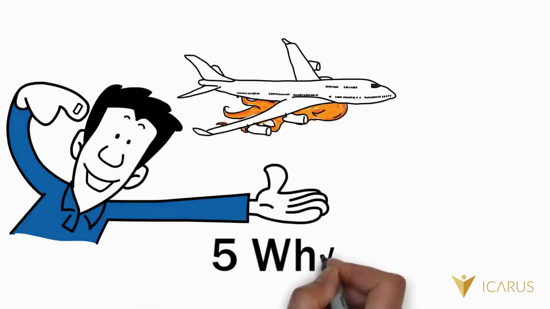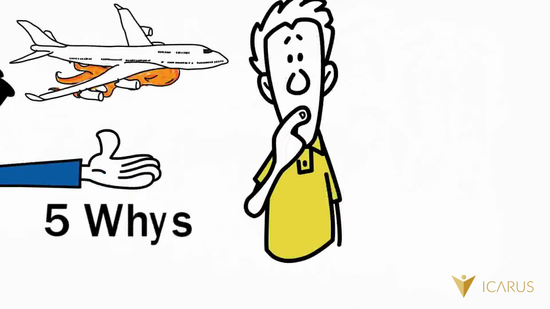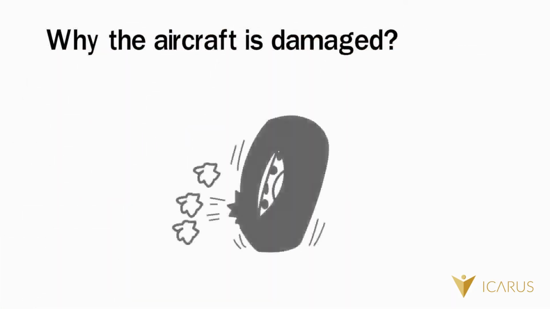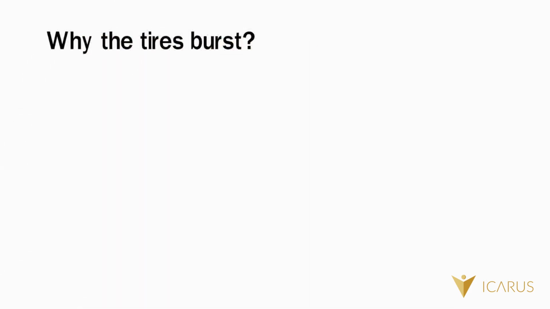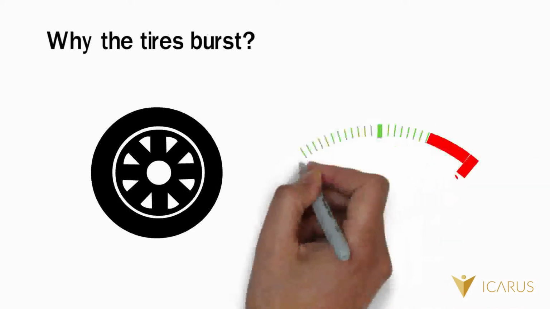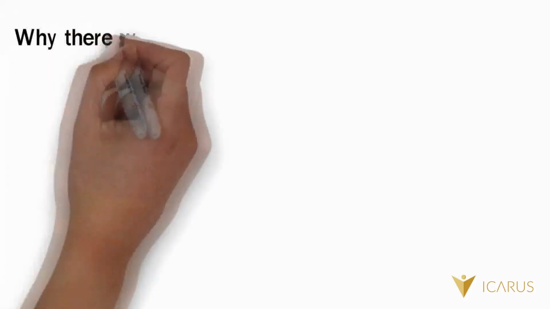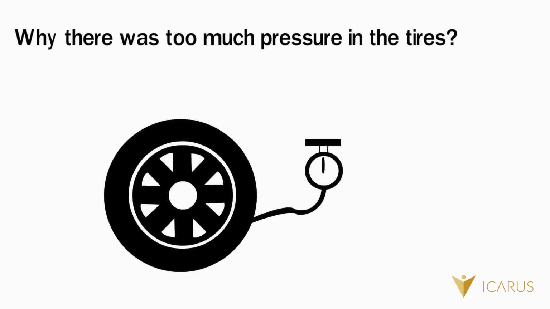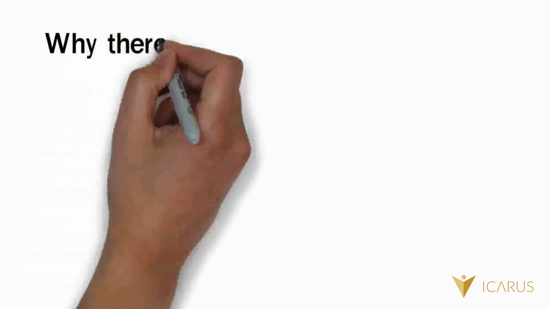To use 5 Whys, we start asking ourselves a question. Why the aircraft is damaged? Because the tires burst and damaged part of the aircraft with its debris. Why the tires burst? Because there was too much pressure in the tires. Why was there too much pressure in the tires? Because there was a faulty reading on the instrument during the previous check.